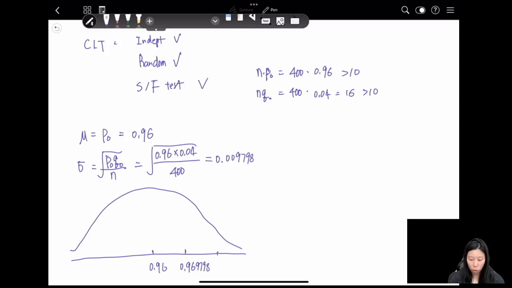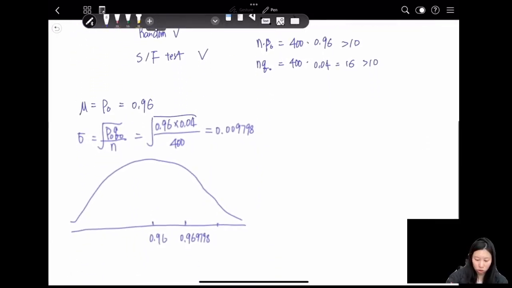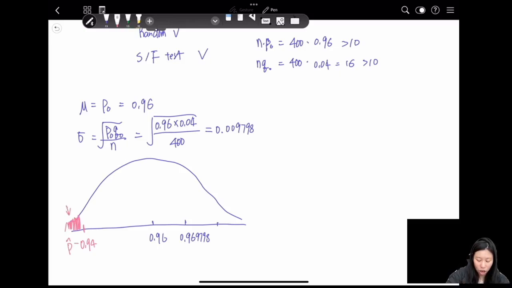Okay, so our p hat is what? P hat is 0.94, which is approximately here. This is our p hat. And then we have our p-value on the left side. This is the left tail, since it's less than, it's left tail. So we will use GeoGebra to find that.